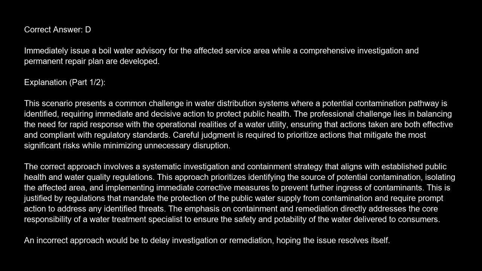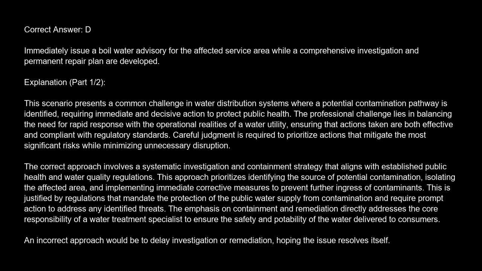The correct answer is D. Immediately issue a boil water advisory for the affected service area, while a comprehensive investigation and permanent repair plan are developed. Explanation. This scenario presents a common challenge in water distribution systems where a potential contamination pathway is identified, requiring immediate and decisive action to protect public health.